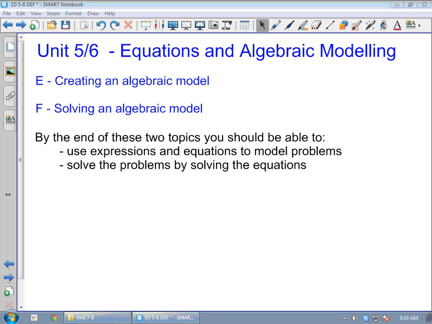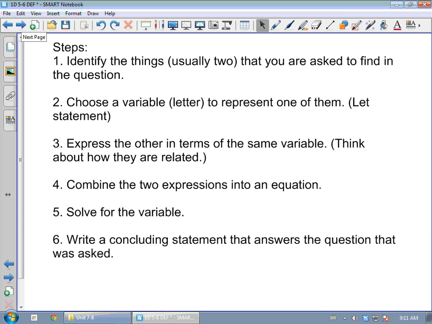So by the end of these two topics, what you should be able to do is use expressions and equations to model problems, and then turn around and solve these problems by solving the equations. So this is putting together all of the stuff that we've done up until now in Unit 5-6, solving equations and the algebraic model. So let's take a look at what you've got at the top of the page. You've got a list of steps you should follow each time you see one of these word problems.